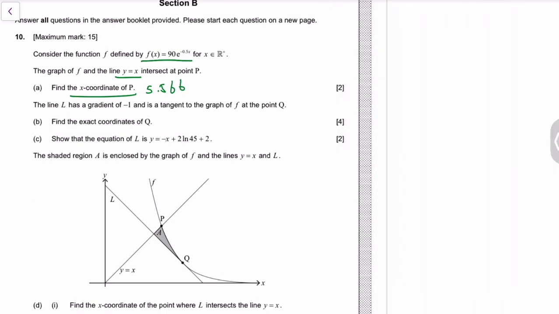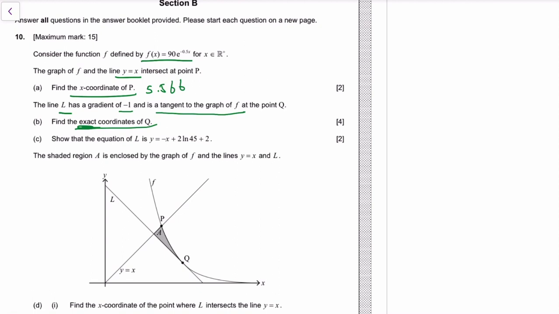And then there's a line with gradient -1, and L is a tangent to f. We need to find Q, so we need the exact coordinate. That would mean we probably cannot use the GDC to solve for this. So we'll do it ourselves.